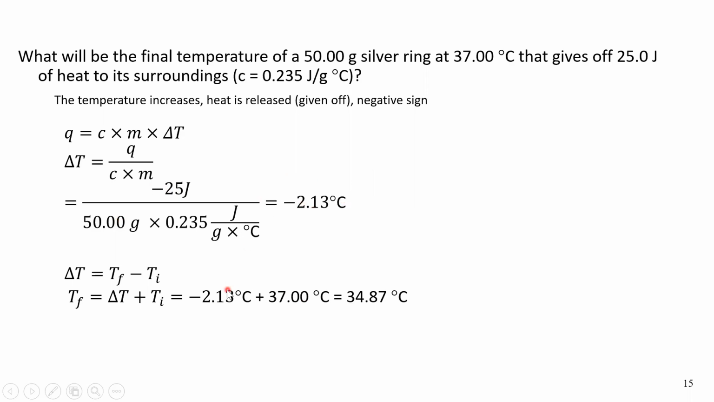That's where this 3 significant digits comes from. And then we've got 2 decimal places, 2 decimal places. We want 2 decimal places in our answer. Again, this is a typo. It should say the temperature decreases because we're giving off energy. That's a typo there.